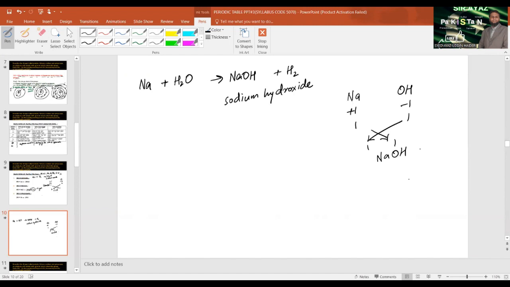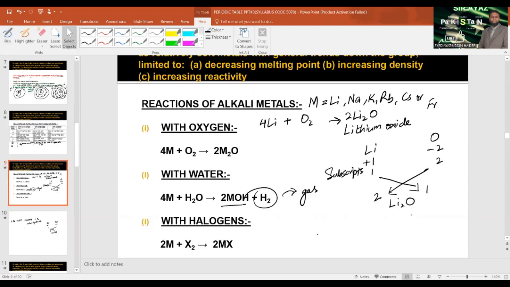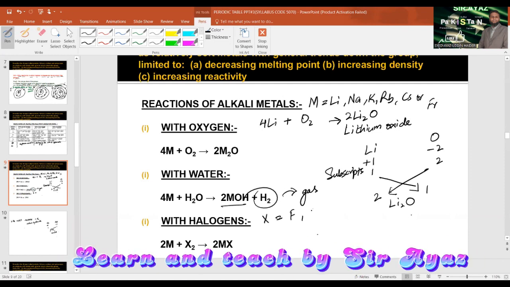Now I will balance the equation. So I will write 2 here, 2 here, we have 2 here. Now it's balanced. The last reaction is with halogen. What is X? X can be any of these halogens. Halogens are group 7 elements: fluorine, chlorine, bromine, iodine, or astatine.